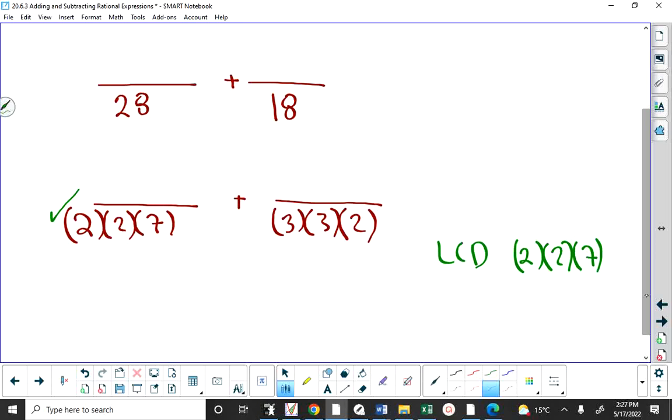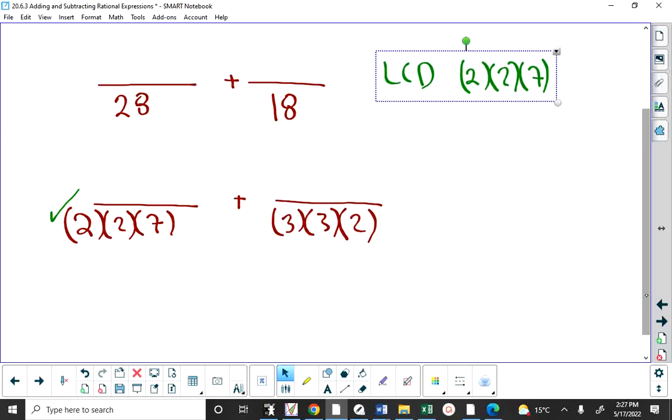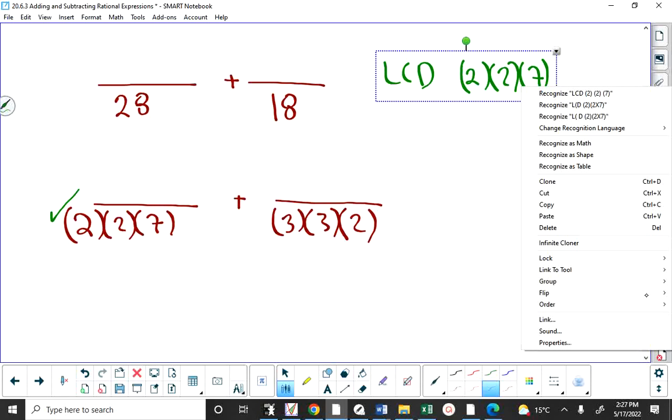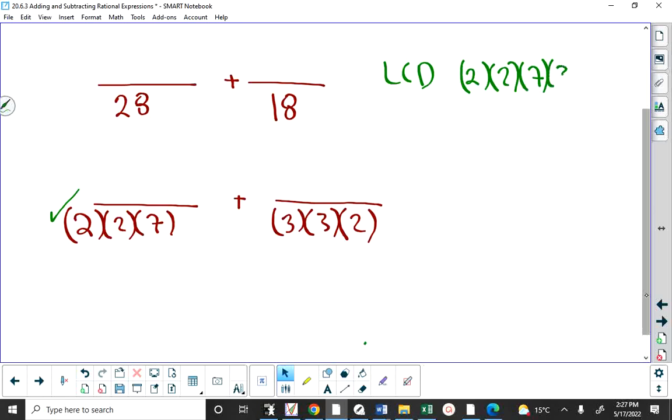It must contain, looking at our second fraction, a 3, a 3, and a 2. But I already have a 2. So there's an overlap here. That's where the word common comes in. So what is this? 36 times 7? 252. Am I right?